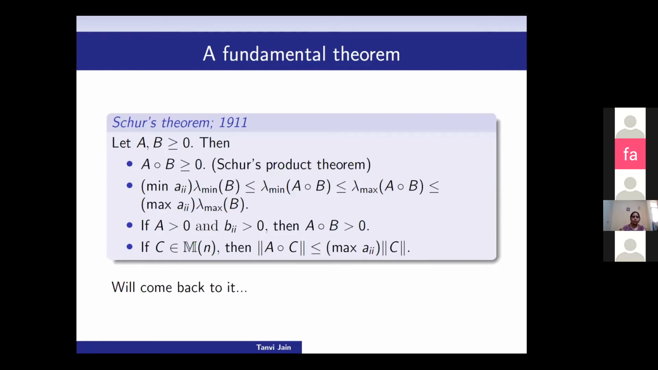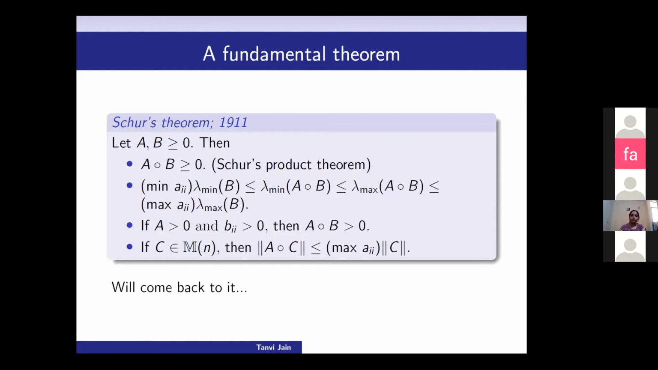Also remarkable is the fact that if I want A Hadamard B to be positive definite, I really don't want A and B to be both positive definite. That would be the natural thing that one would guess. But even under the weaker condition that one of the matrices is positive definite and the other has strictly positive diagonal, the Hadamard product of the two matrices is positive definite. So see how strongly my Hadamard product behaves with positive matrices.